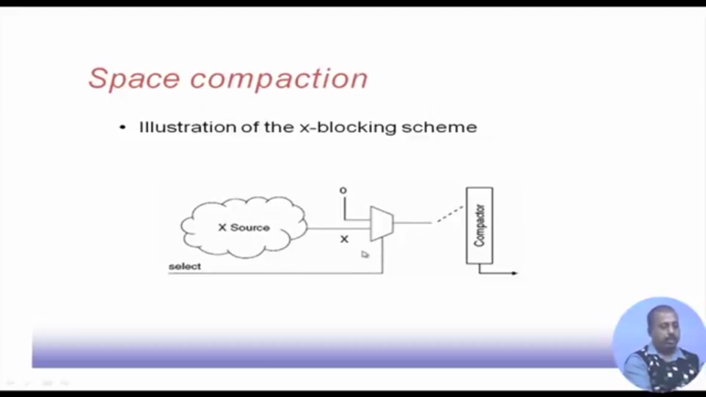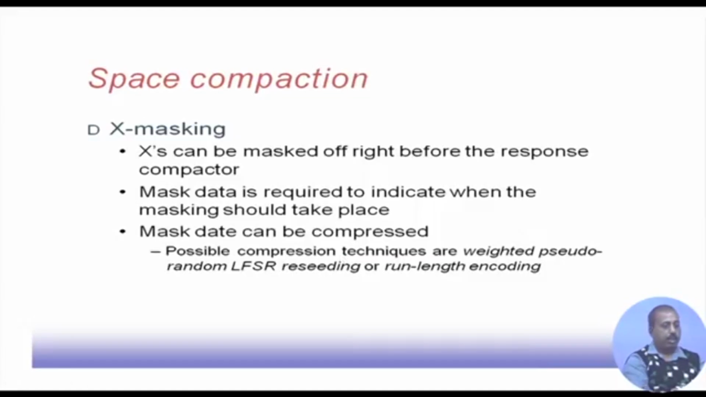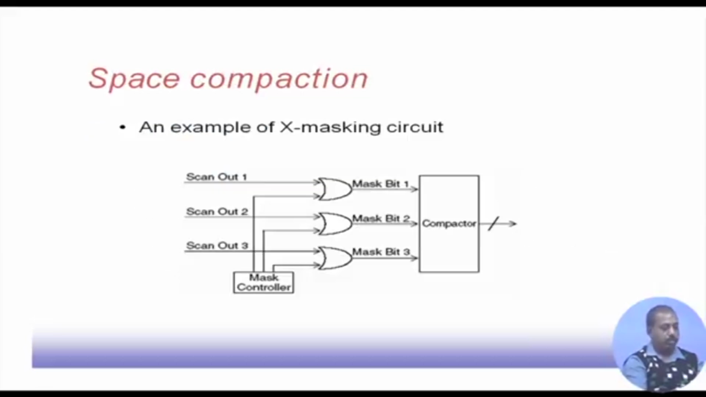So, that is one X blocking operation in the space compaction. Another possibility is X masking. The X's can be masked off right before the response compactor. So, they can also be masked off.